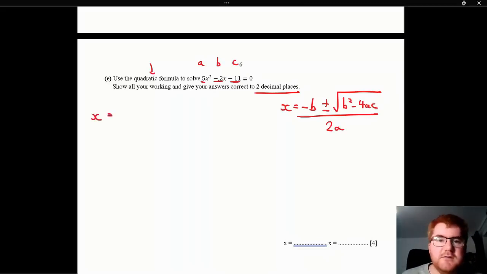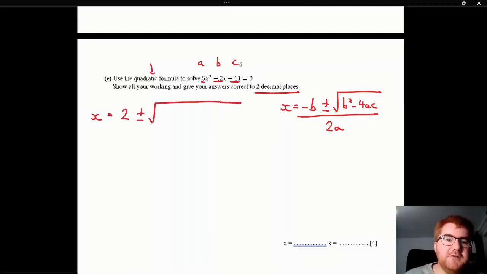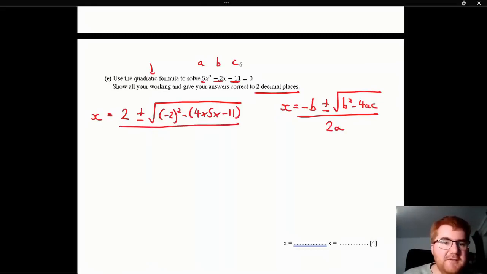So we have x equals minus b, so minus minus 2, that's positive 2, plus minus the square root of minus 2 squared minus 4 times 5 times minus 11, all over 2a. Our a is 5, so 2 lots of a is 10. Let's just keep going through nice and smoothly.